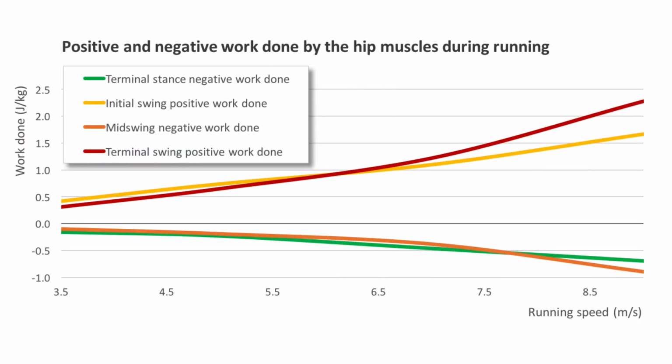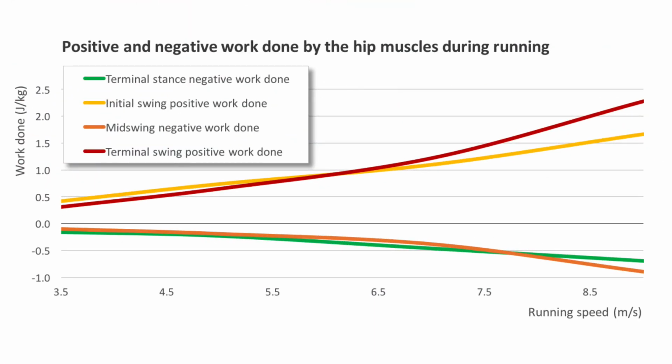This next study looked at the specific work done by each of the joints at different points in the gait cycle within the swing phase and within the stance phase. So this allows us to look at the work done in the initial and terminal parts of the swing phase and understand how that might relate to running and sprinting performance.